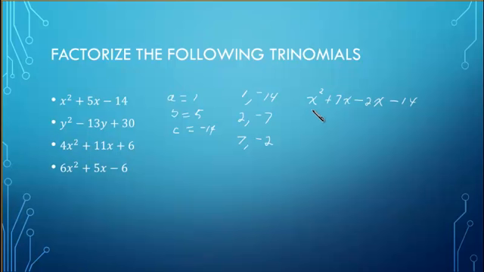And now we factor by grouping. So we take out the common factor here, x, which leaves us with x plus 7. And here we take out a minus 2, which also leaves us with x plus 7.